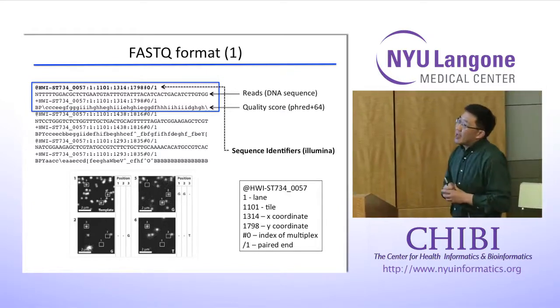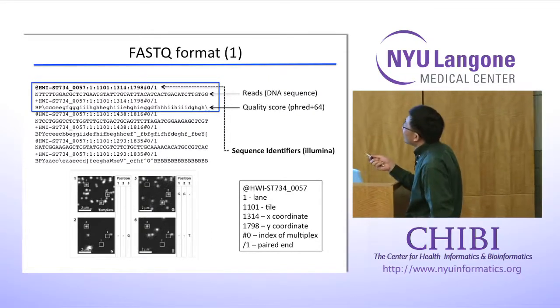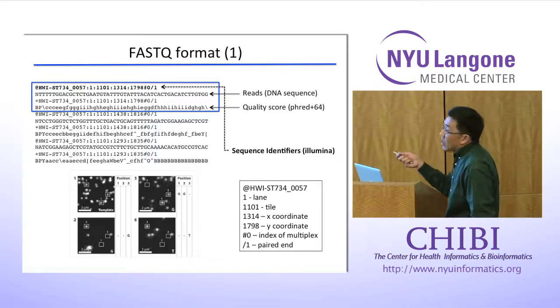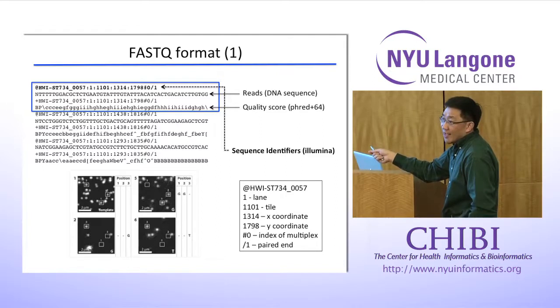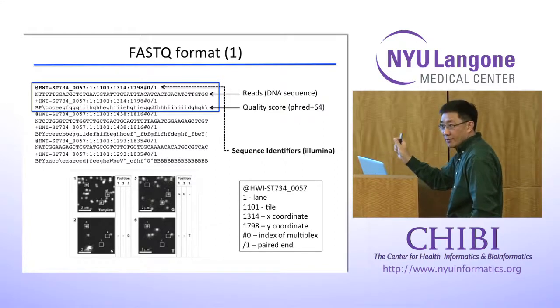Each block has 4 lines. The first line is the header line, the second line is the sequence read. That's the DNA sequence. Then the third line is the repeat of the header line. In the new format, this line has been changed a little bit. The fourth line is the quality assessment score. I will have more to say about this line later.